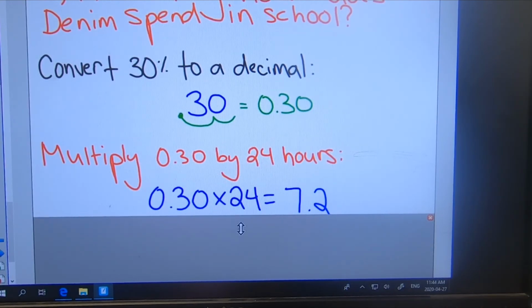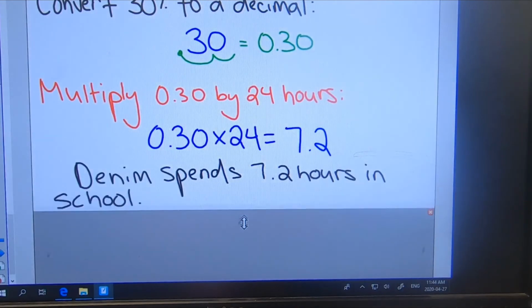Now, that being said, when we're dealing with whole things like hours or pizzas or cars, we often don't want to have decimal numbers. So be prepared to round a lot of these to the nearest whole number. So here, 7.2 would round to 7. So he spends about 7 hours of his day in school. Okay. Now, in reality, we spend about 6.5. So this is actually not super far off from the reality of things. If you want to include the time it takes to get to school and back, it probably is closer to 7, for some of you at least.